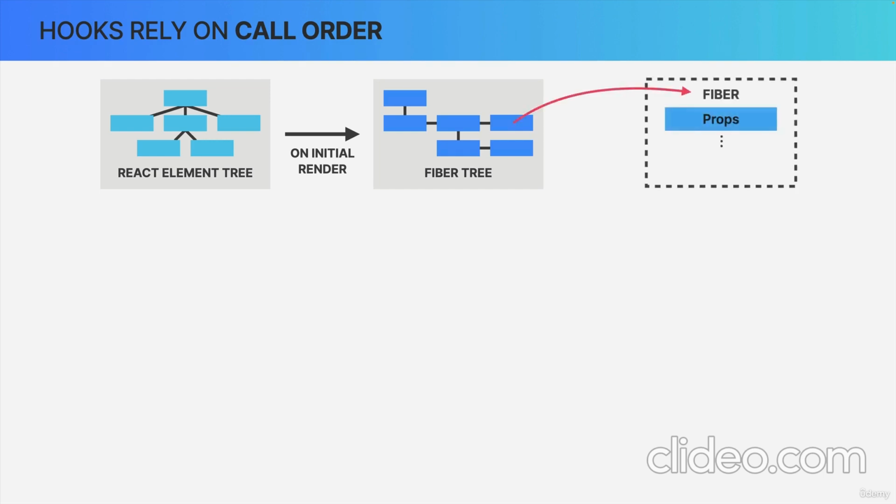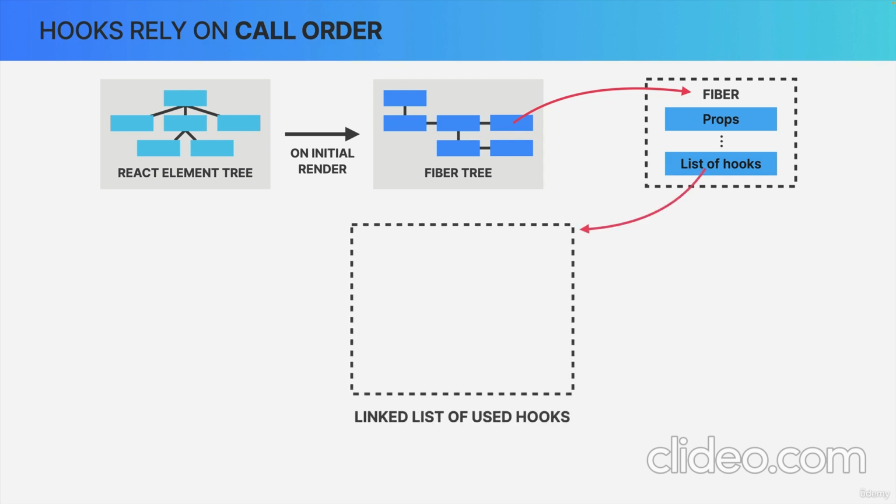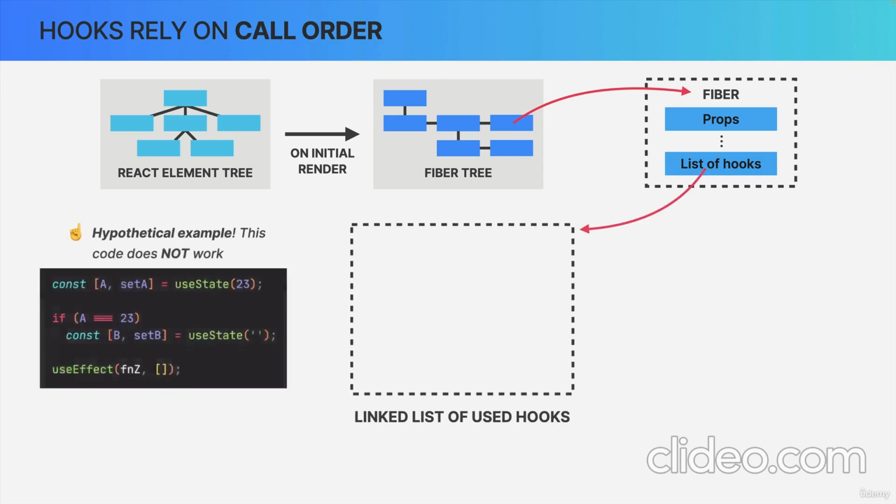element is a fiber. Now, each of these fibers contains a lot of stuff, like the received props, a list of work, and, crucially for us, a linked list of all the hooks that were used in the component instance. So, to understand how hooks work behind the scenes, let's build ourselves a linked list of used hooks based on this hypothetical code example. And I say hypothetical because this code actually doesn't work. And can you spot why that is?